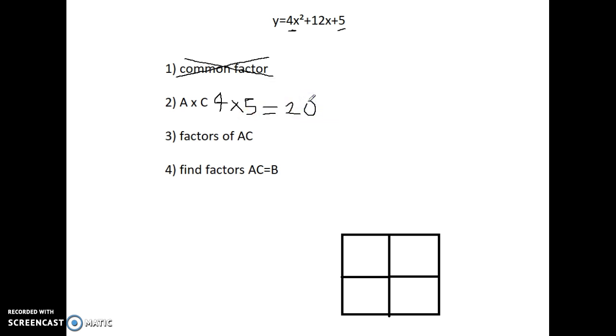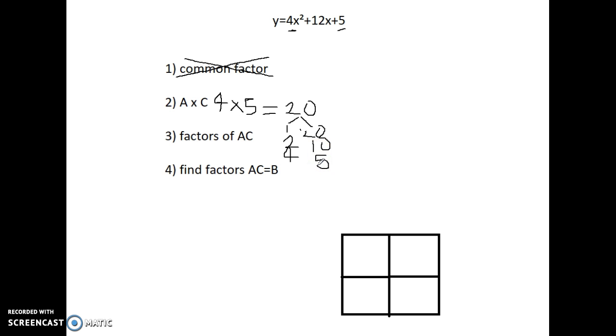Okay? So step 3 is factors of a times c. So let's list some factors of 20. We have 1 and 20, 2 and 10, and 4 and 5.